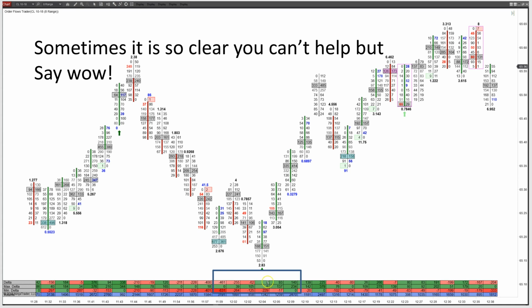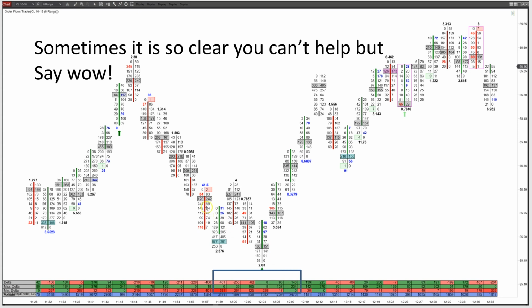What do you get? Positive 8. Okay, small number, but it's telling me there were just over 0 more aggressive buyers than sellers. So it's positive 8. There are 8 more aggressive buyers than aggressive sellers. Next bar, positive 93. It tells me now you have 93 more aggressive buyers than sellers. Next bar, positive 140. So it's telling me you had 140 more aggressive buyers than sellers in that bar.